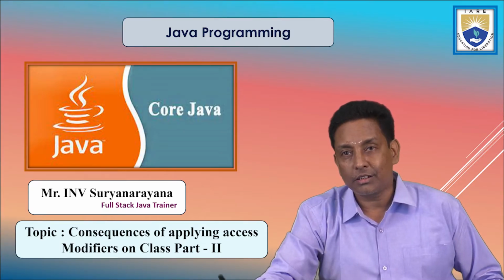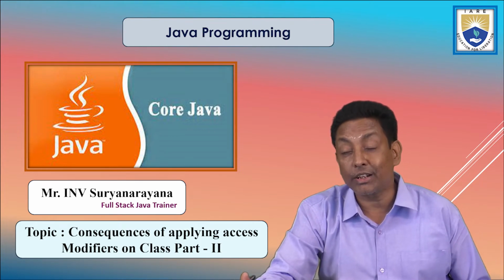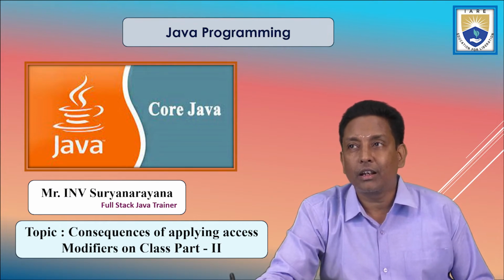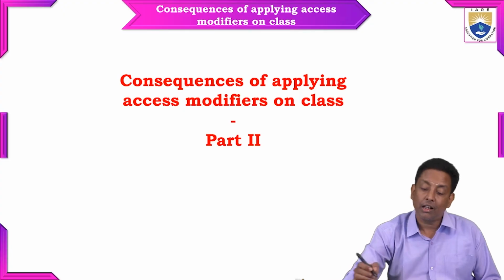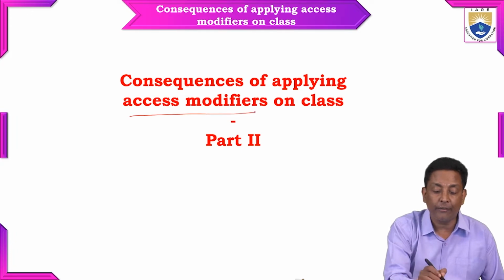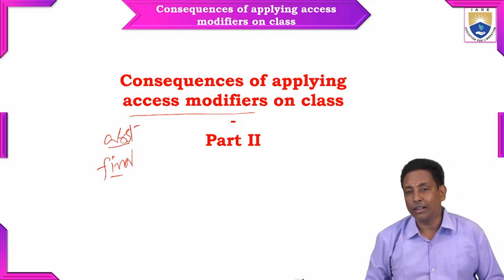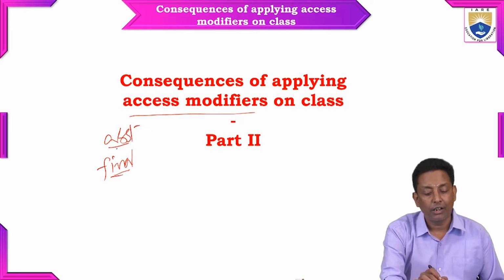So in the last class, we discussed which access modifiers we can apply on a class. On a class, we can apply one is abstract and the other one is final. On a class, we can apply only abstract and final. We will discuss the final class later on, in the next half of the presentation. First, we will discuss abstract.